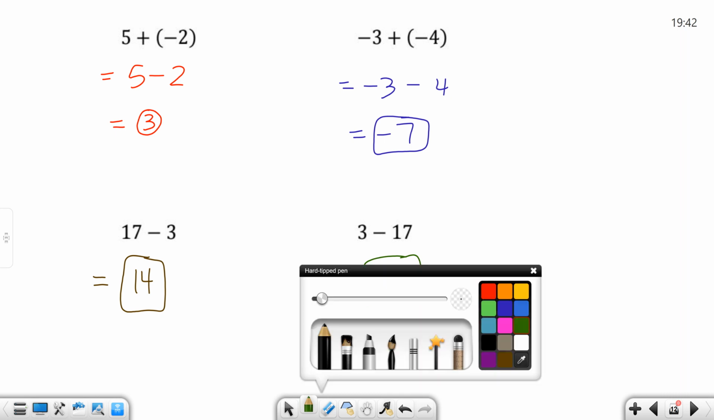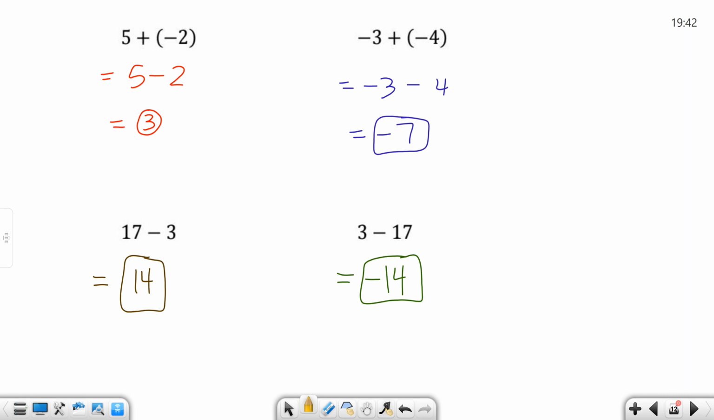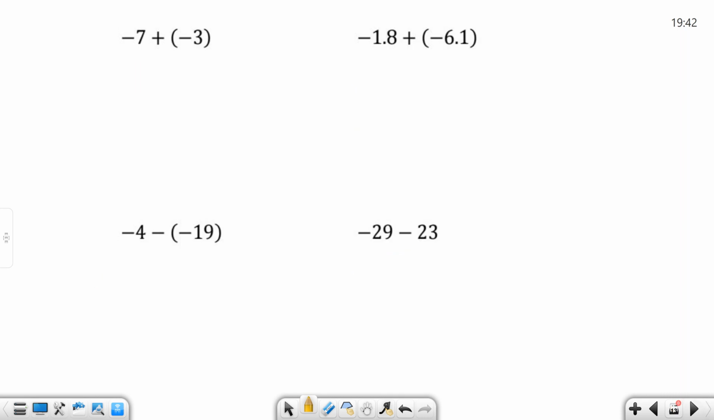Always break it down and make it this simple, and it works this way every time. One sign between each number. Same signs, add, keep the sign. Different signs, subtract, take the sign of the larger.